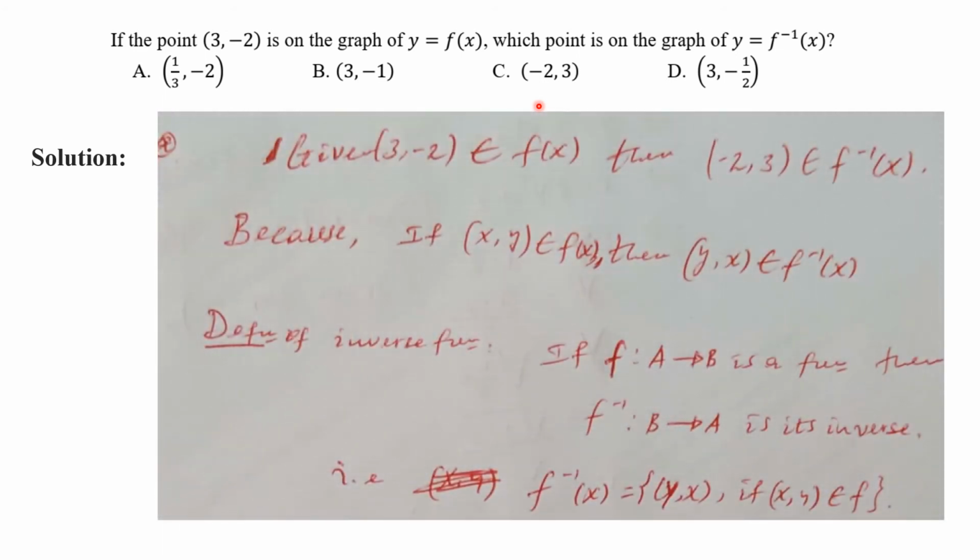Our reason we express in this way. Given (3, -2) is an element of f of x, so the point (3, -2) is an element of the function f of x. Now then (-2, 3) is an element of f inverse of x, because from the definition of inverse function, if (x, y) is an element of f of x, then (y, x) is an element of f inverse of x. So based on this, the answer will be C.